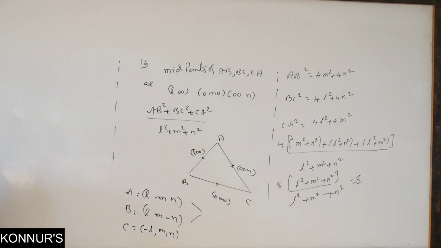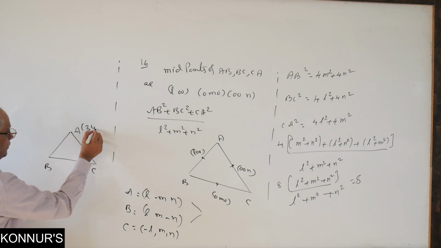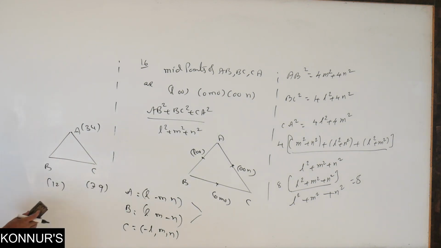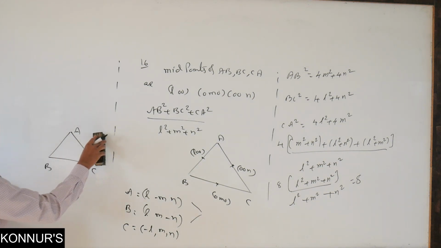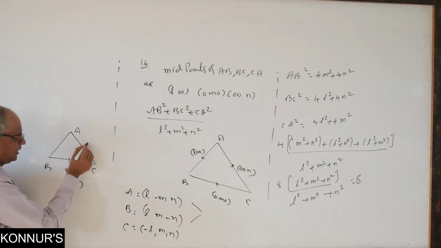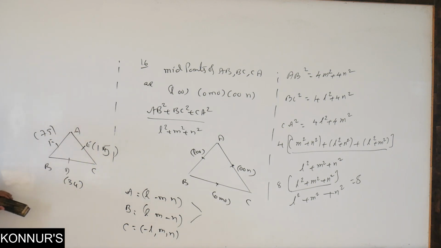Not only here, suddenly they can ask. I write one example like this: A, B, C with numbers. Any numbers. How to find the midpoints? I am giving the reverse: the midpoints I will give you. See, D is 3, 4; E is 1, 4; 1, 5; F is 7, 9. How to find the vertices?